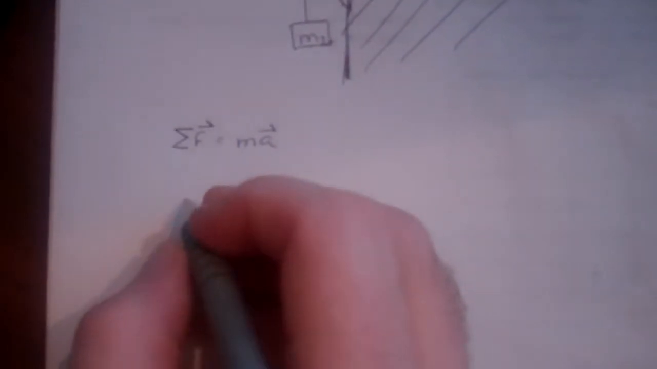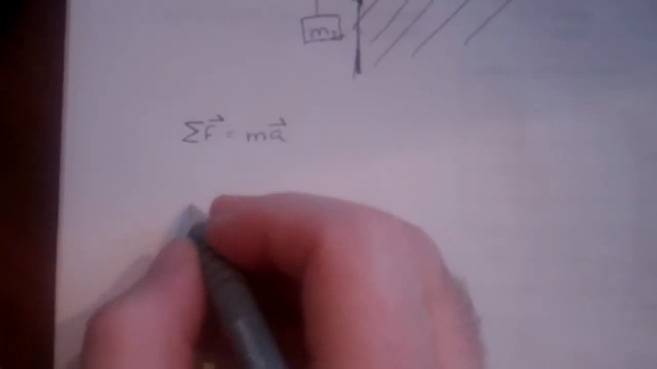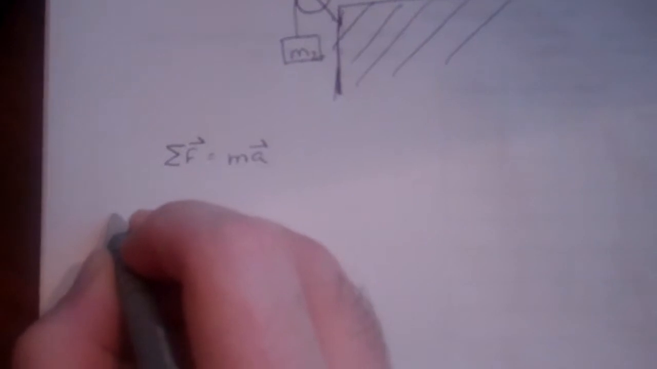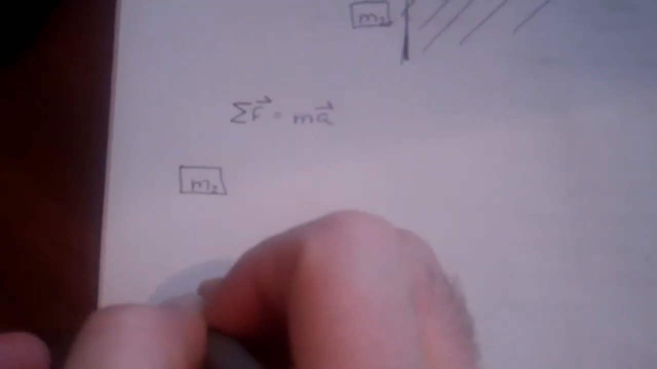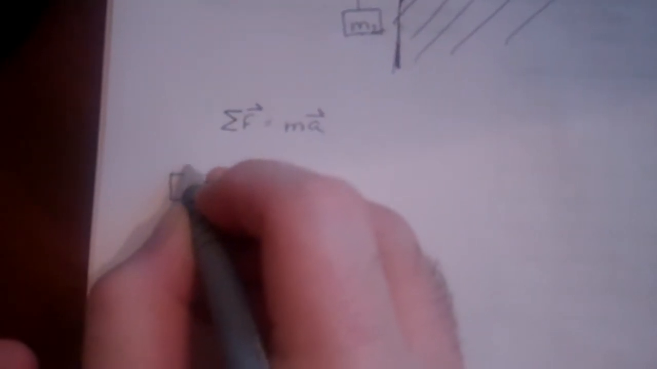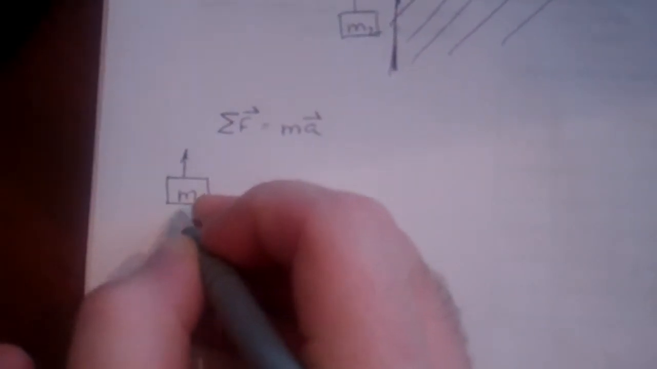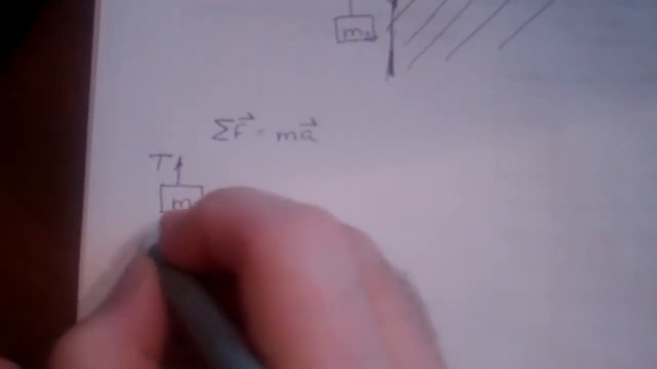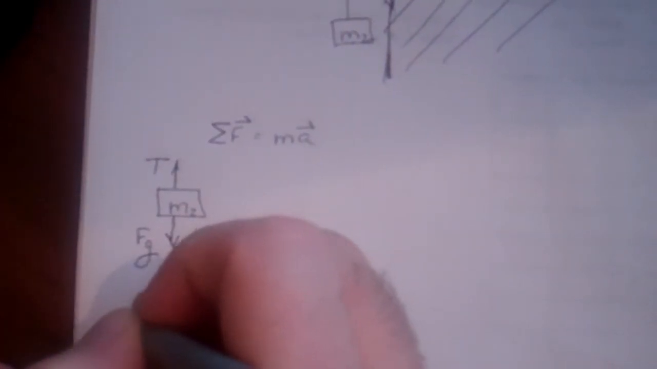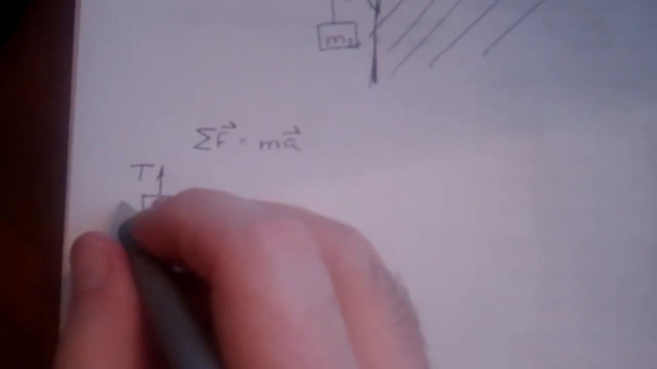Now, so let's take a look at this thing here. Let's look at mass 2. Okay? What are the forces on it? Well, there's a force going up called tension, and there's a force going down called gravity. Okay? Now some people don't understand what this tension is.